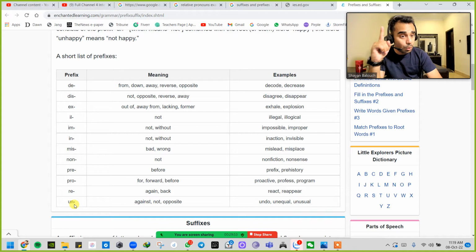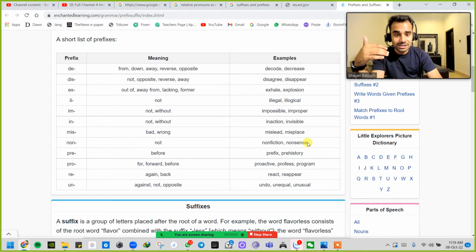So dear students, I want you to please go through this article, try to understand, and memorize as many prefixes as you can. Try to understand the meanings and the examples, okay? For example, illegal, illogical, impossible, improper, inaction, invincible, mislead, misplace, mispronunciation, non-fiction, nonsense, prefix.